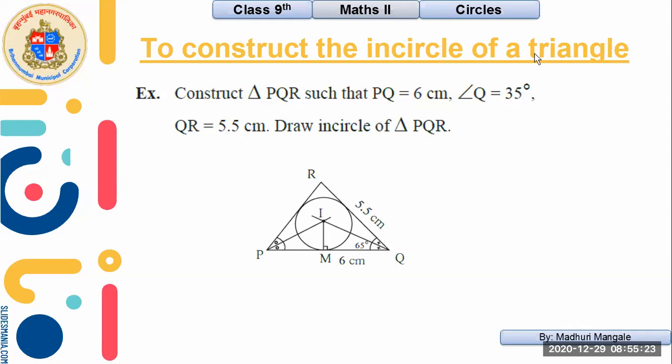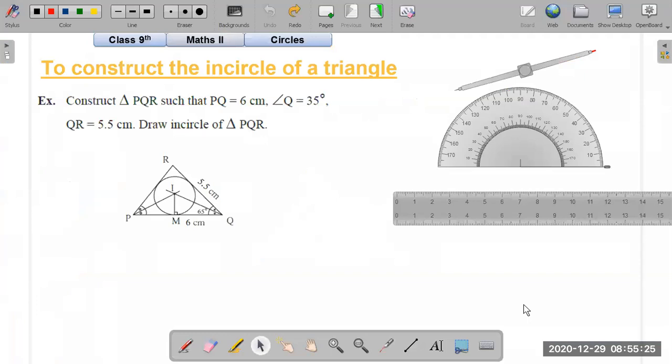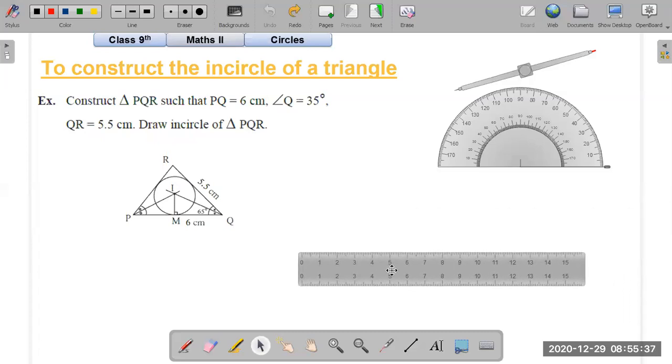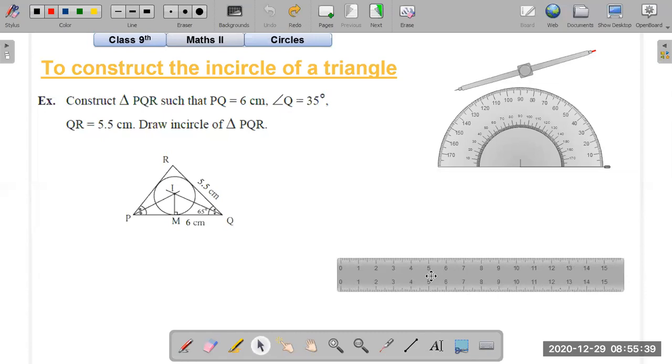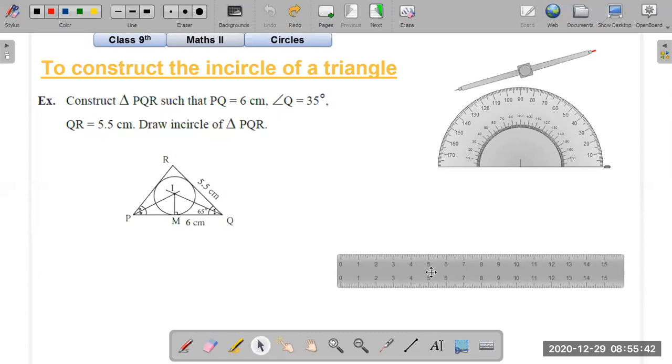Yes, so you all should be ready with the tools and we can work together on this. Okay, so we require a protractor, scale and compass. All right, so the first step is to draw the base, that is 6 centimeters. So let's begin with drawing 6 centimeters. Also, you can just check, I guess there is some small error. This should be 65 degrees.